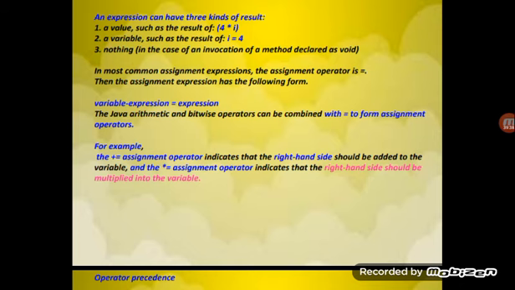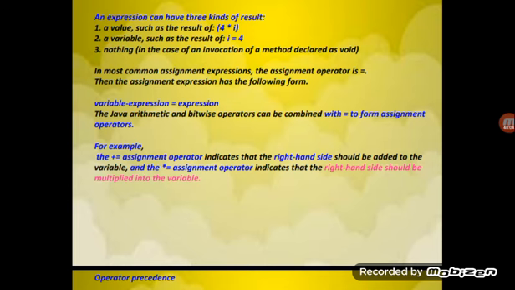In the most common assignment expression, the assignment operator is equal. Then the assignment expression has the following form: variable expression is equal to, and then expression. The Java arithmetic and bitwise operators can be combined with the equal sign to form assignment operators.